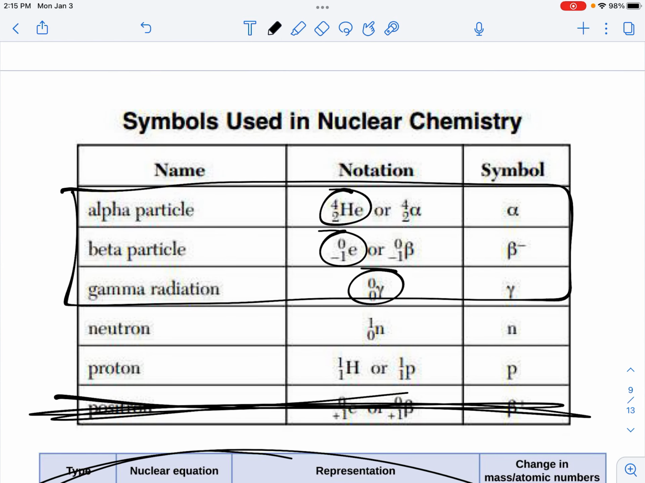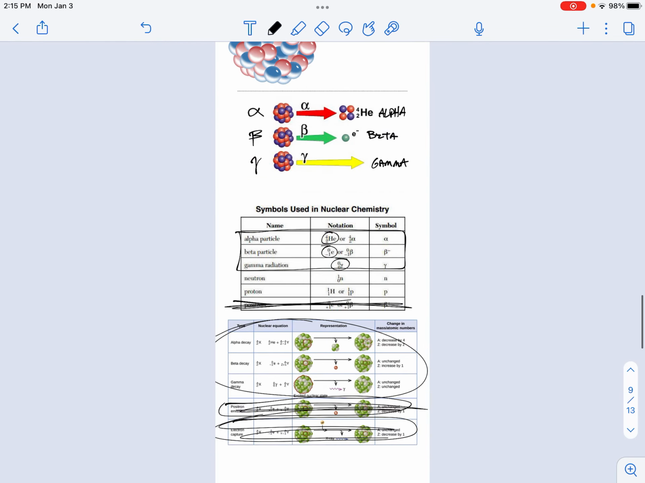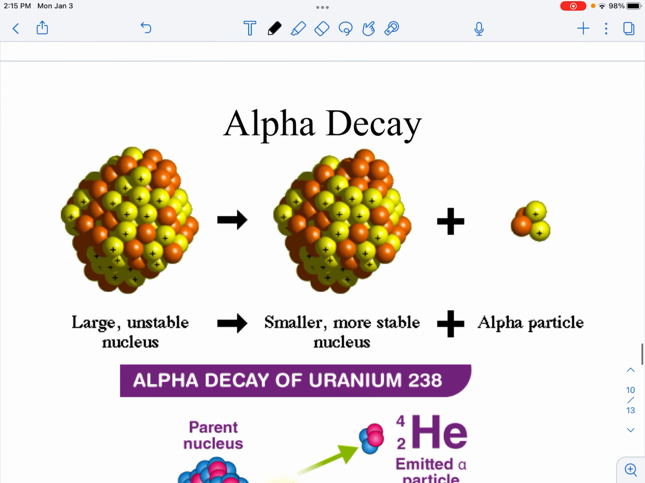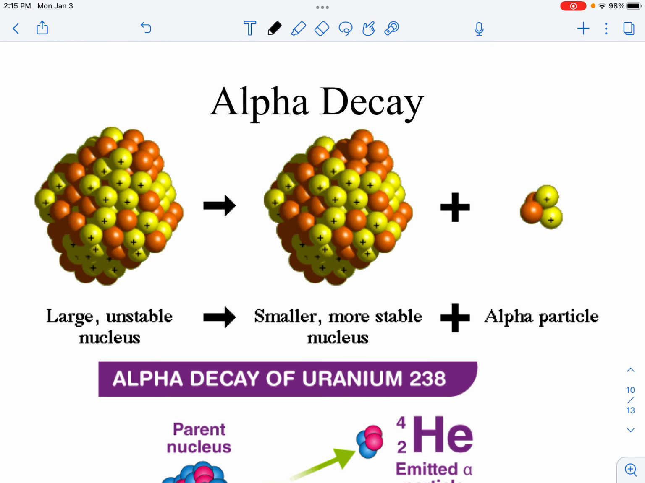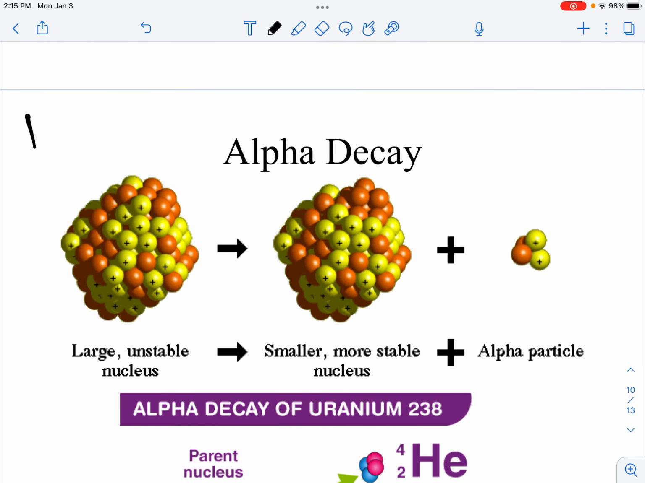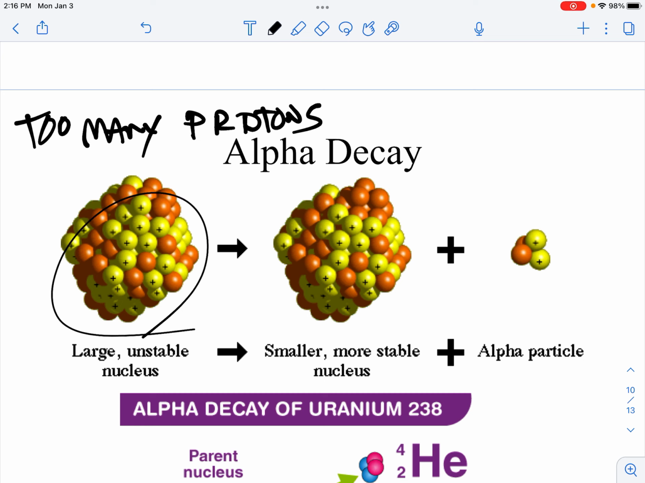All right, so enough for the overview. Now let's get into what is happening here. Let's start by looking at alpha decay. Alpha decay is when you have too many protons. And what you have is a large unstable nucleus here, and then that kicks off what's called an alpha particle, which gets rid of some protons for it.